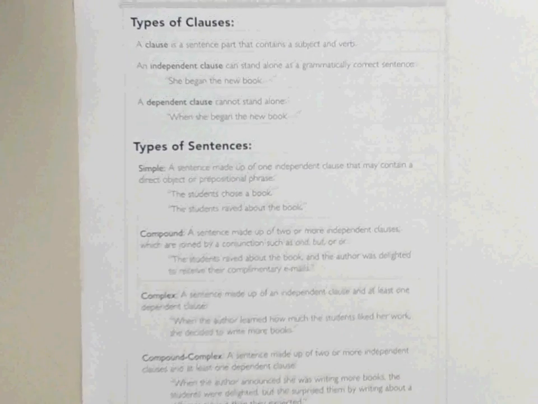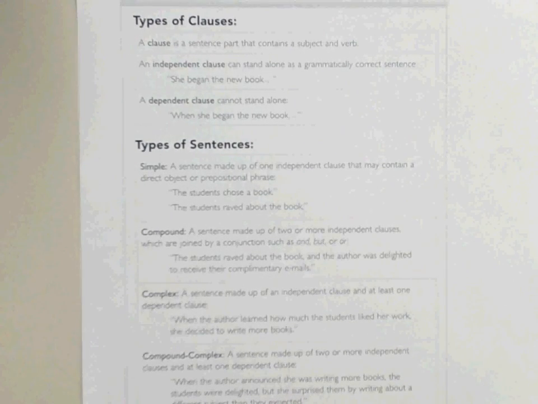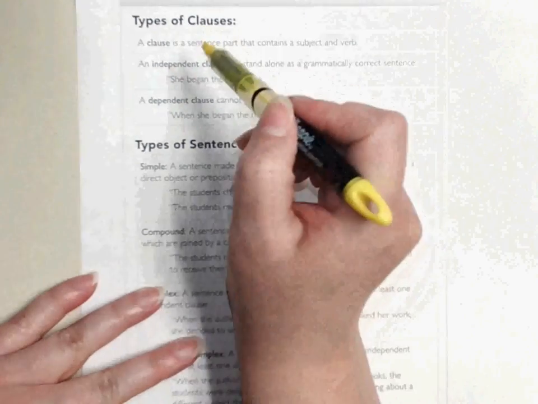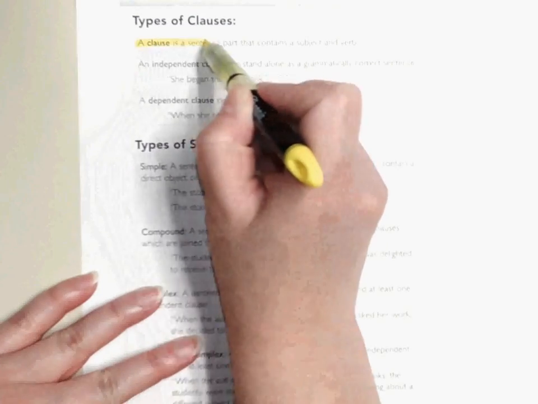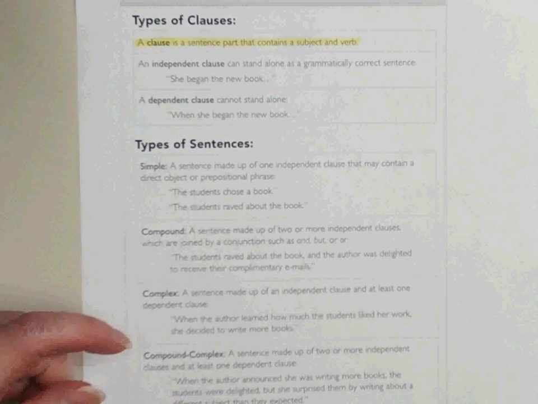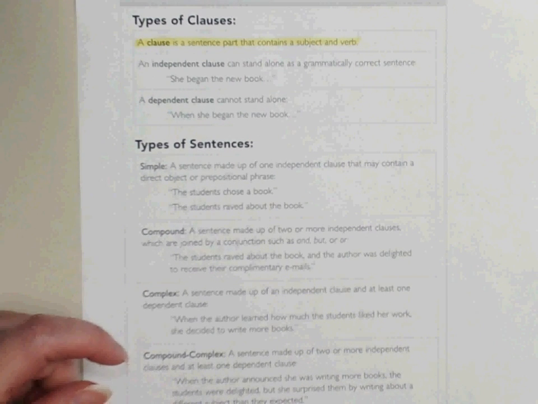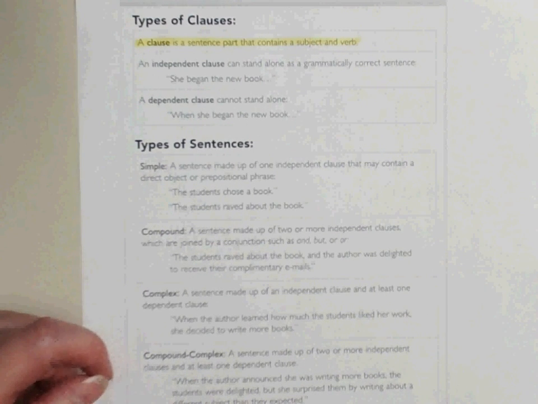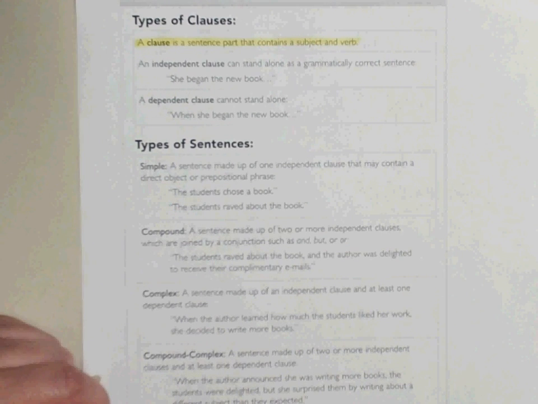Okay, so a clause is a sentence that contains a subject and a verb. We know that, right? Pick a color. I don't care what color you pick, and you're going to highlight that whole sentence. And this is now going to be the color that you dedicate to a clause. Okay, so a clause.